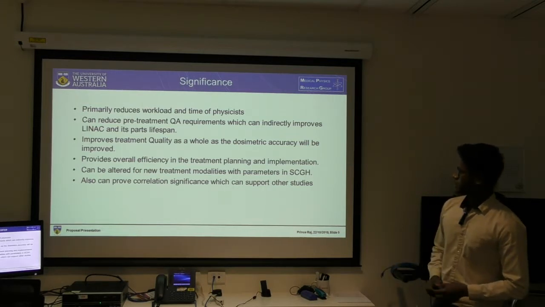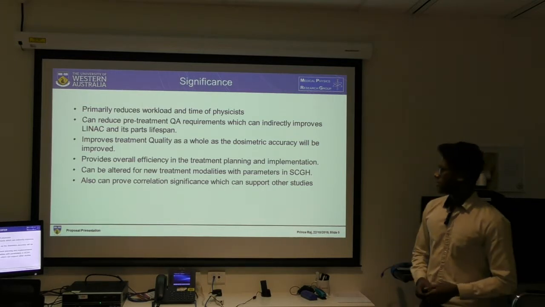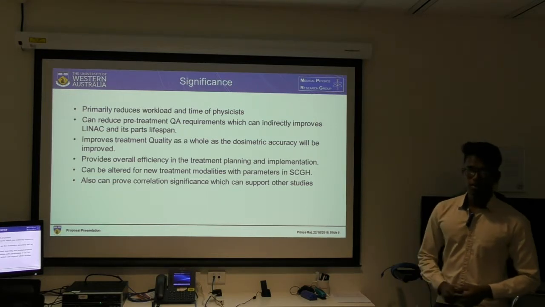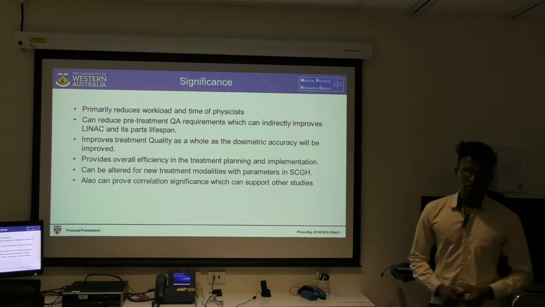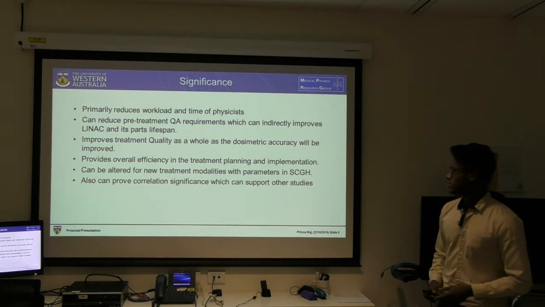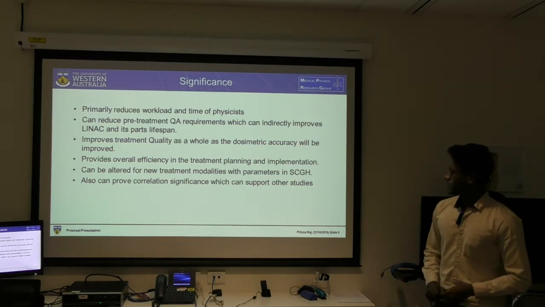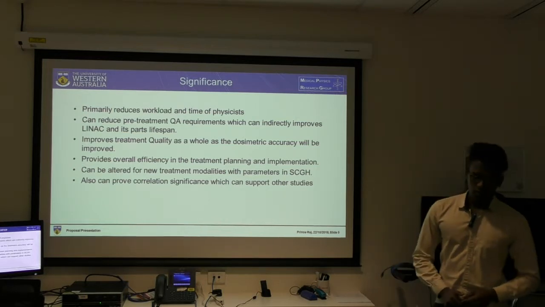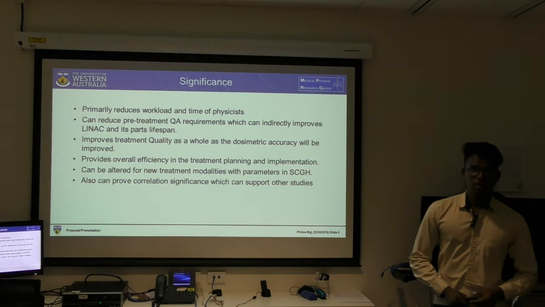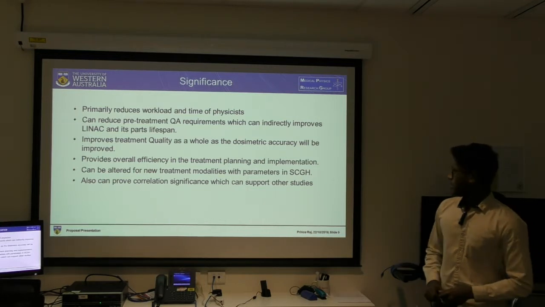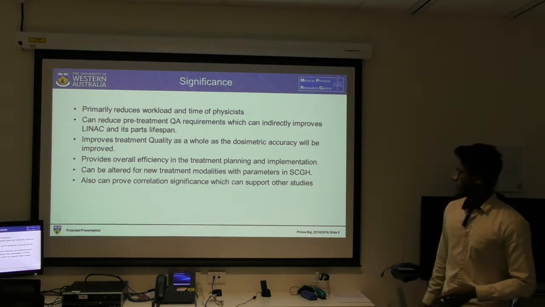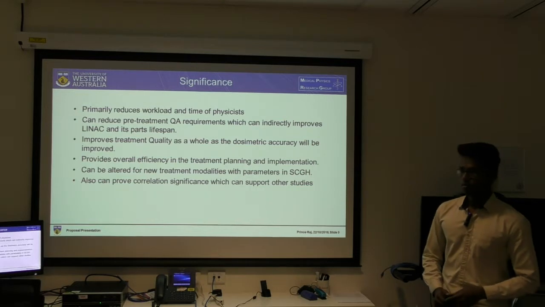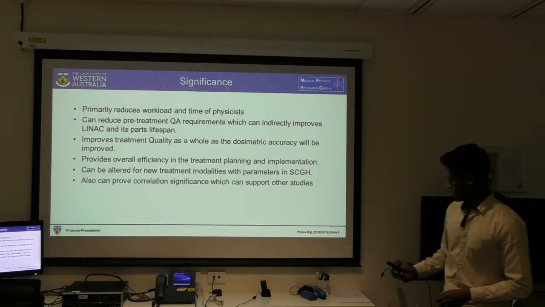Also, the code which I'll be creating can be altered for other treatment modalities, let's say FLASH or something, if possible, with the parameters. And also, if I can prove the correlation between the modulation complexity score and the gamma index analysis, that will support other studies which have already proved that there is a correlation.